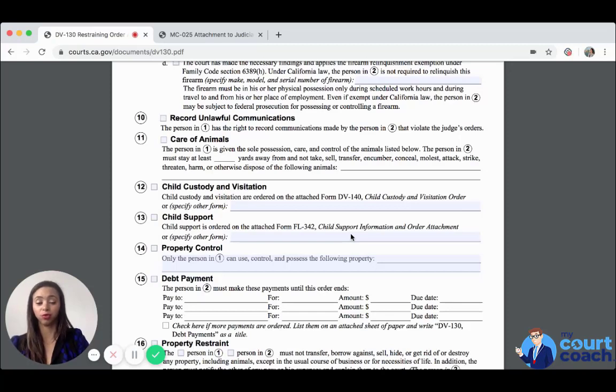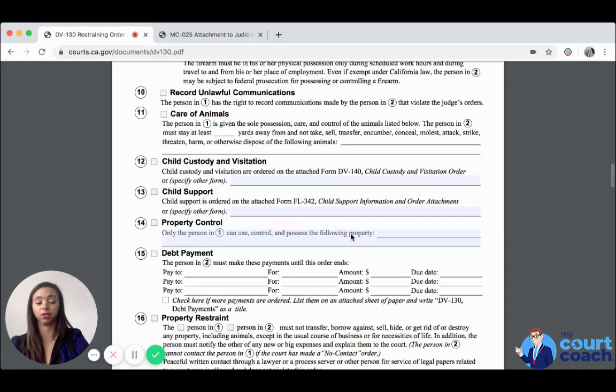Property control: if you did identify a property in your request for a domestic violence restraining order, then please go ahead and use the address or whatever that property is to include it in number 14. And then the debt payment, same thing.